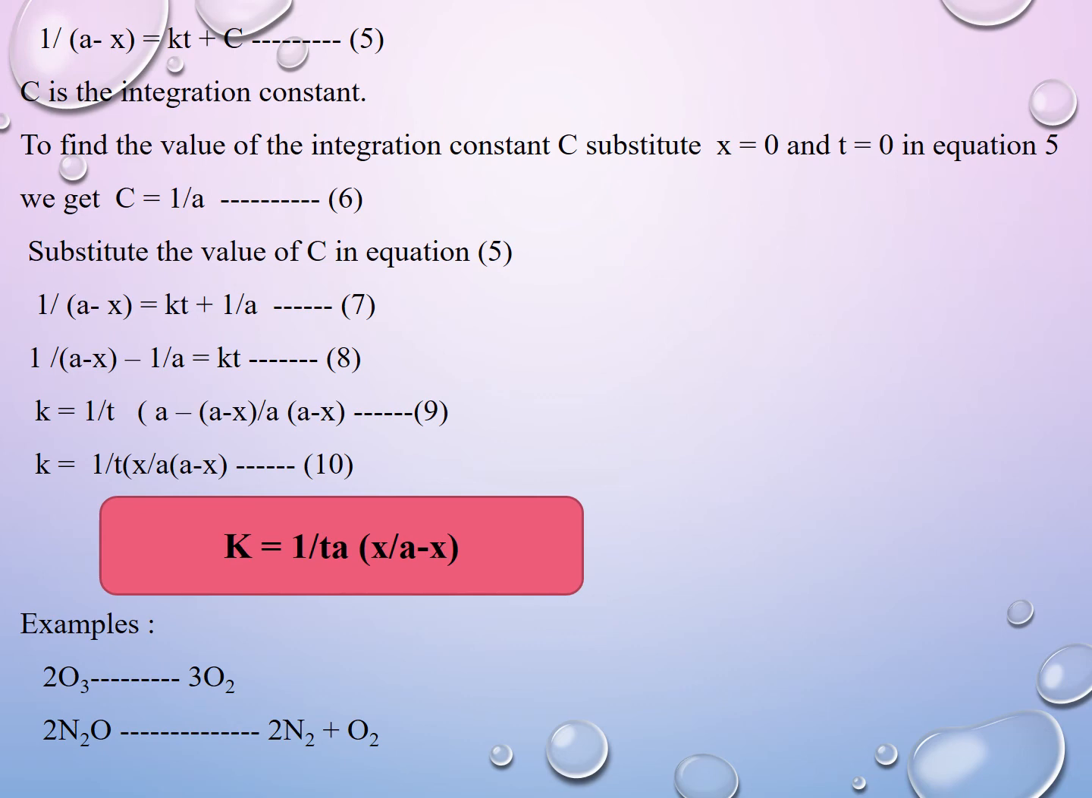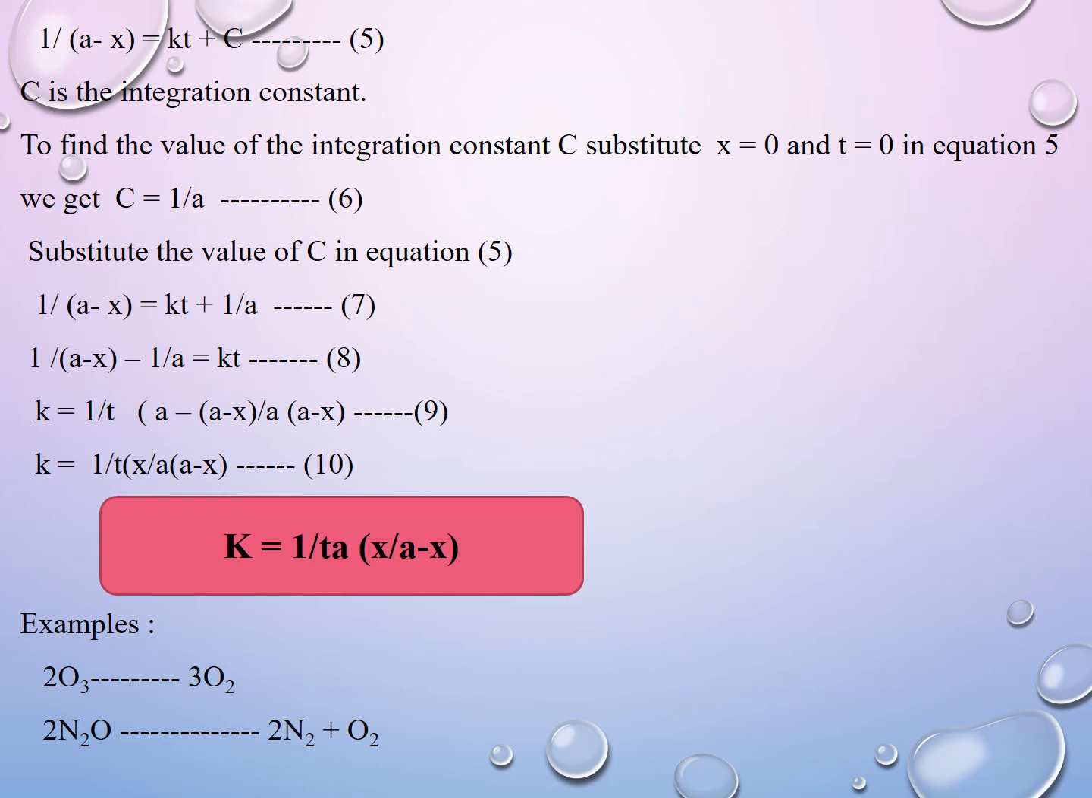integration constant. Now to find the value of the integration constant, substitute x is equal to 0 and t is equal to 0 in equation 5. Hence we get c is equal to 1 by a. Now substituting the value c is equal to 1 by a in equation 5, we get 1 by (a minus x) is equal to kt plus 1 by a. Now rearranging, we get 1 by (a minus x) minus 1 by a is equal to k into t.